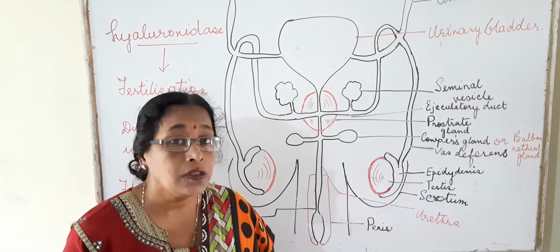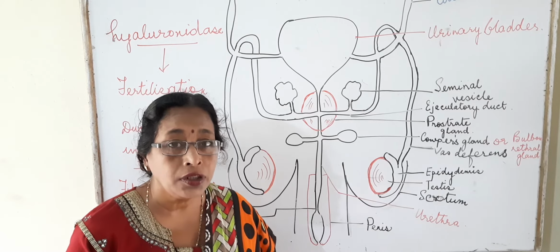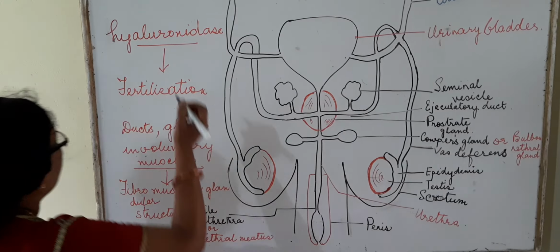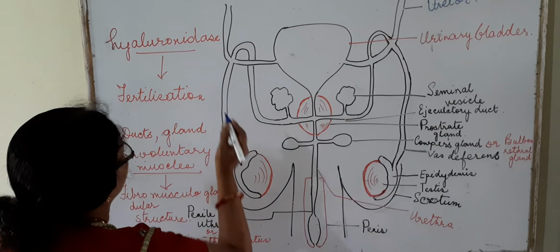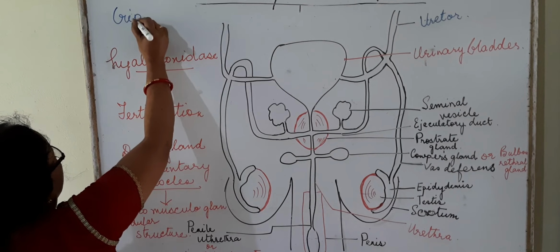If the testes are not able to descend into the scrotum, this abnormality is known as cryptorchidism. This is an abnormality of the males.